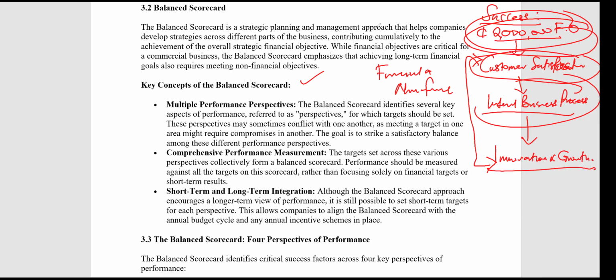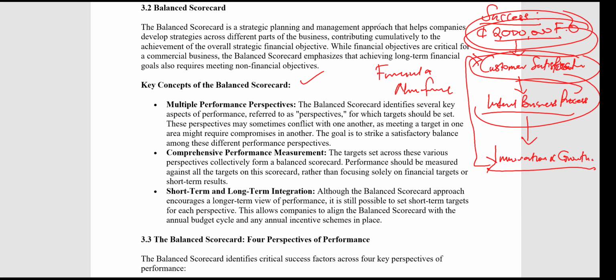Short-term and long-term integration. Although the balanced scorecard approach encourages a long-term view of performance, it is still possible to set a short-term target for each perspective. This allows companies to align the balanced scorecard with the annual budget cycle and any annual incentive scheme in place.